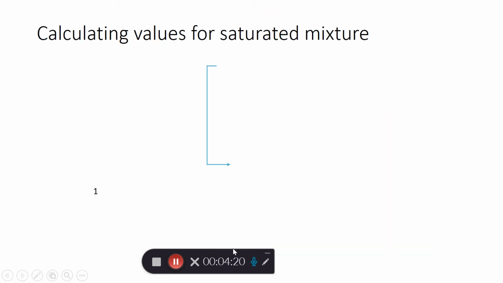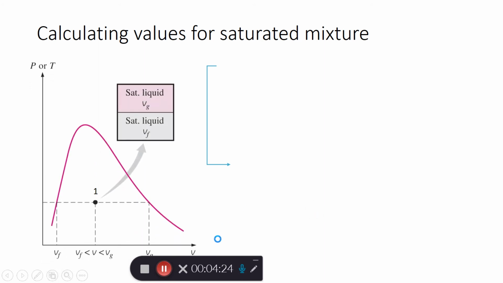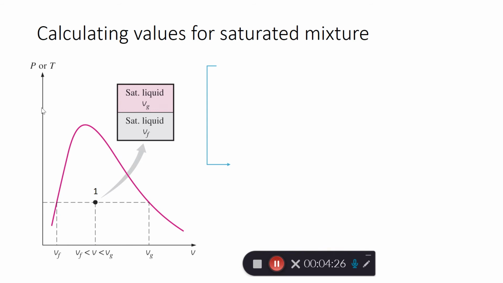Okay, let's work out some equations for saturated mixture. So this is the PV or TV diagram. You have the bell. The mixture is anything that is under the bell. Anything under the bell is a mixture. And typically, there will be a horizontal line at which a mixture is able to exist, because it's always happening at the same temperature or pressure.